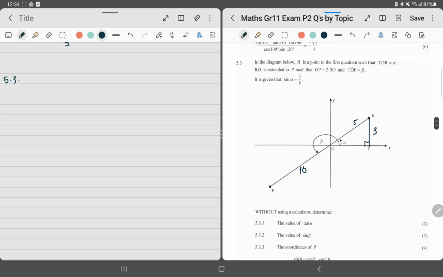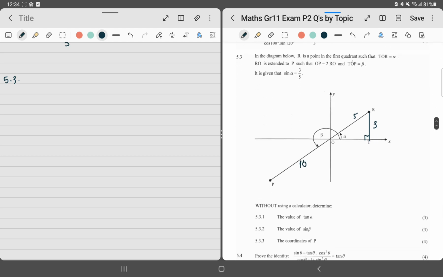Okay. Without using a calculator, determine the value of tan alpha. So OT is going to be equal to 4 units. That will be a 3, 4, 5 right angled triangle. Of course, you can use the theorem of Pythagoras and then prove that OT is going to be 4 units. But if you know that it's a 3, 4, 5, that's fine as well. So tan of alpha should be equal to opposite over adjacent.